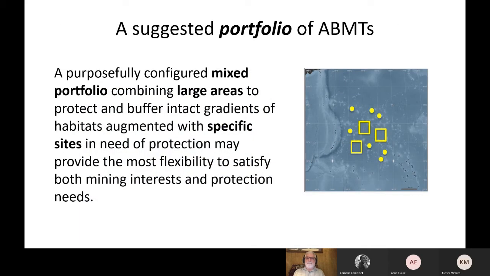So at the end of the day, what we're hoping is that we could work together to develop a portfolio of area-based management tools that mix together both potentially large areas and specific sites where possible to give us the most flexibility to satisfy both mining interest and protection needs.